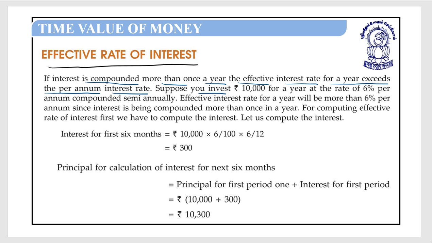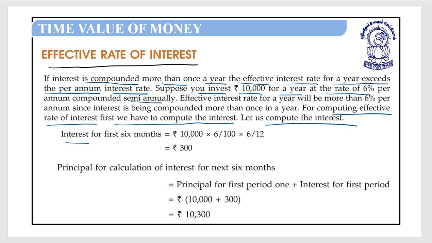Suppose you invest rupees 10,000 for a year at the rate of 6% per annum, compounded semi-annually. Effective interest rate for a year will be more than 6% per annum since interest is being compounded more than once in a year. For computing effective rate of interest, first we have to compute the interest. So let us compute the interest.